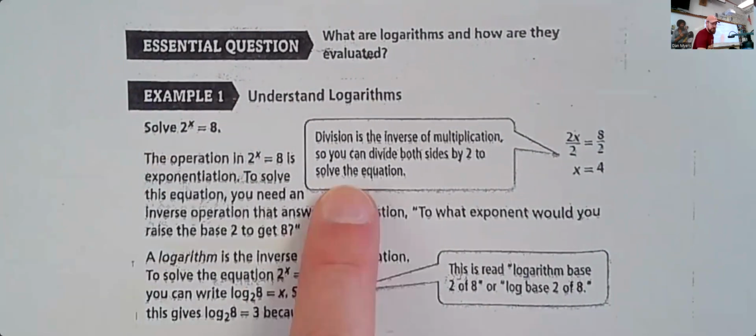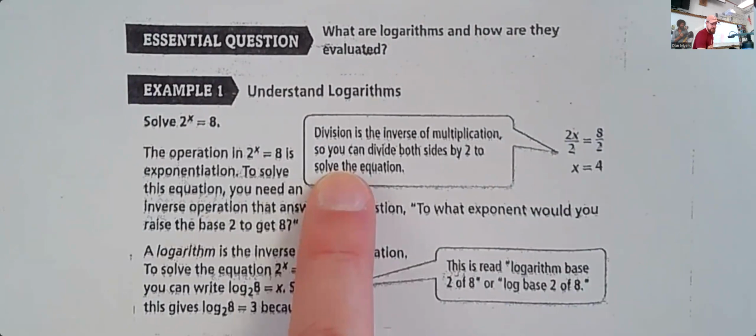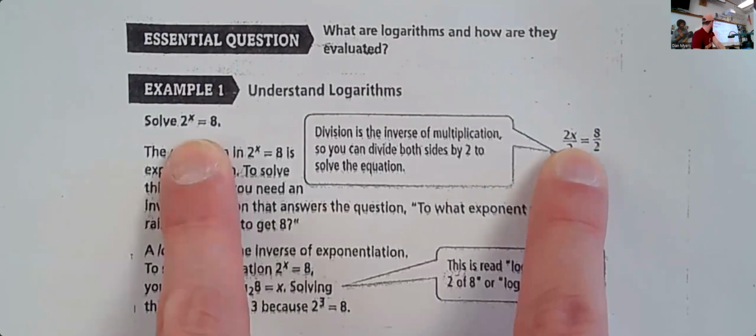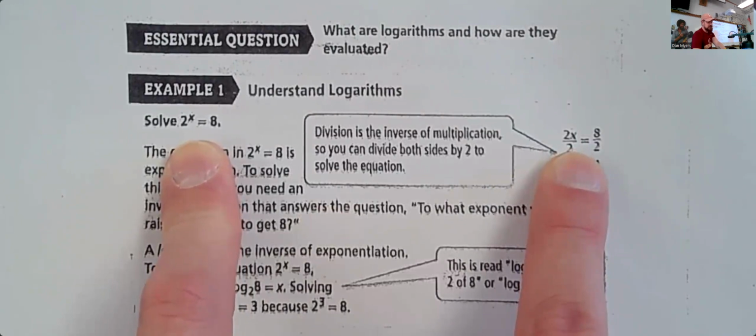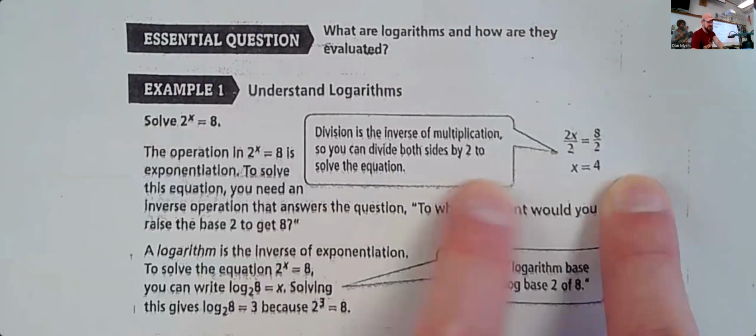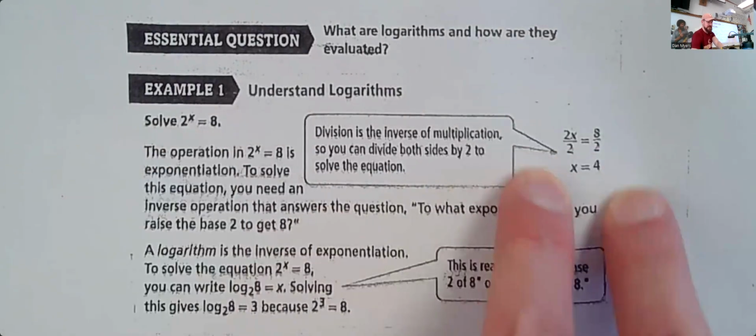Well, over here it says division is the inverse operation of multiplication. So with 2x equals 8, by the way, this is not the same equation over here. I just want to make that clear. If this was multiplication and not exponential, and it was 2x equals 8 and not 2 to the x equals 8, we could just divide both sides by 2 and get x equals 4, right?